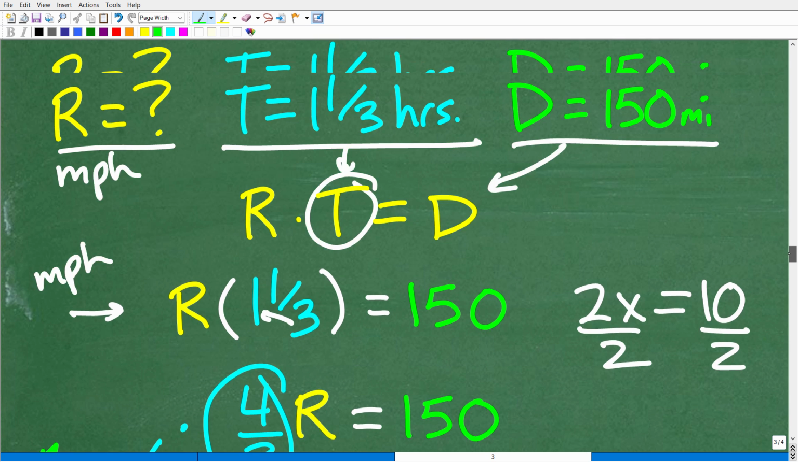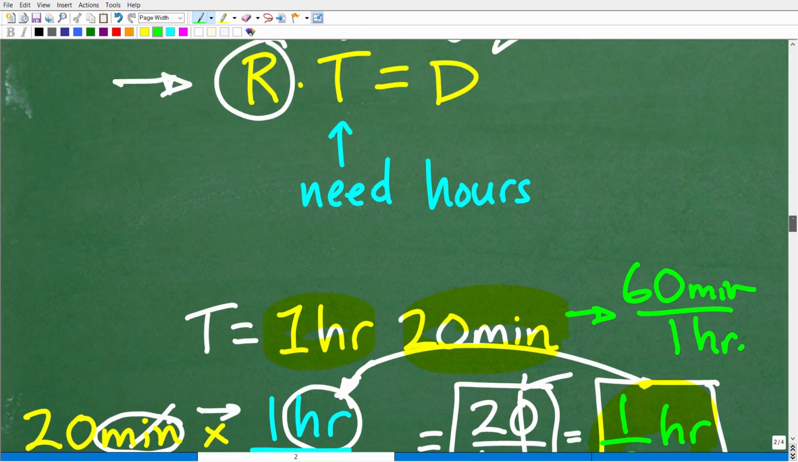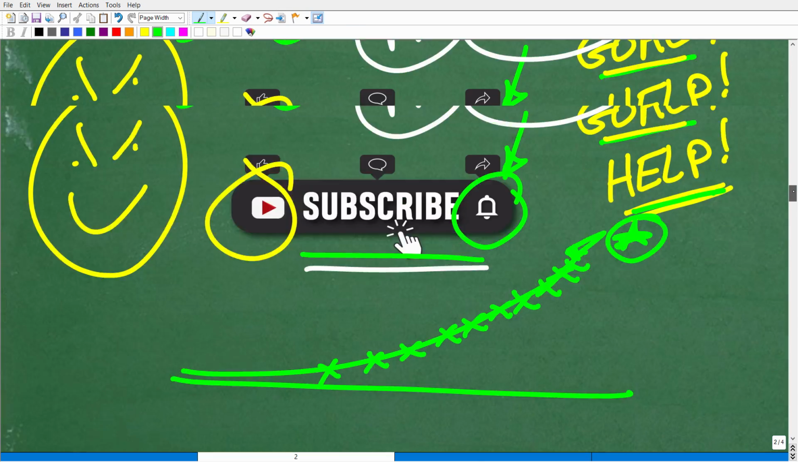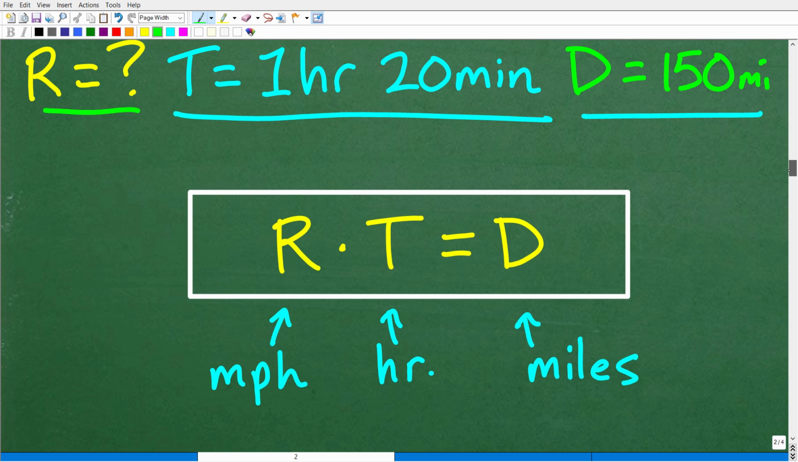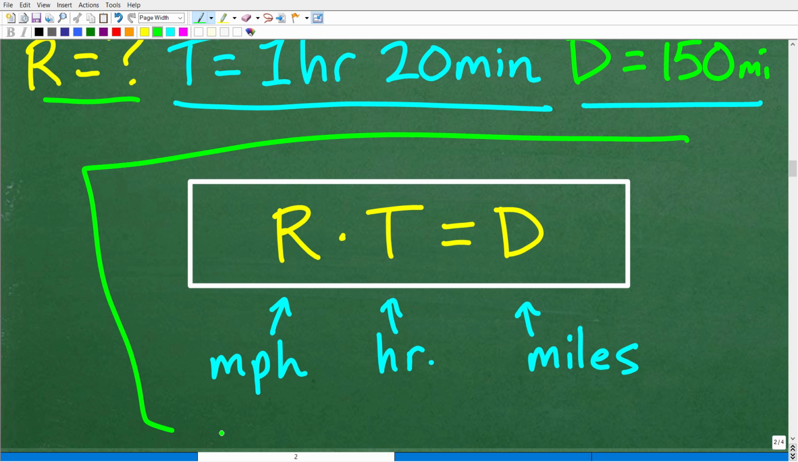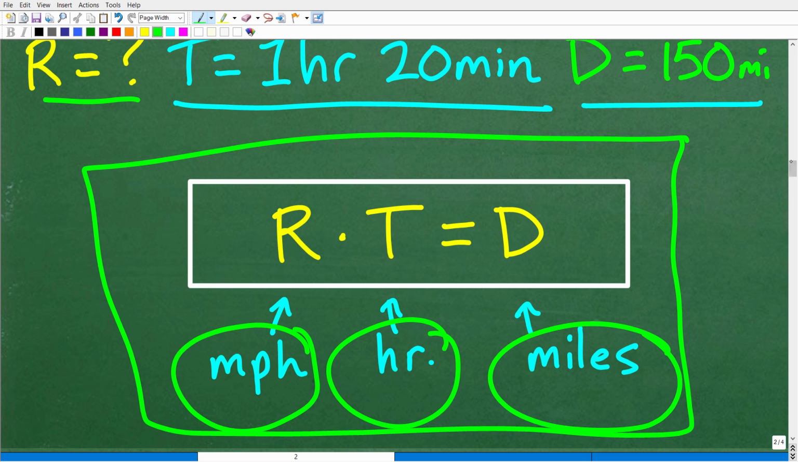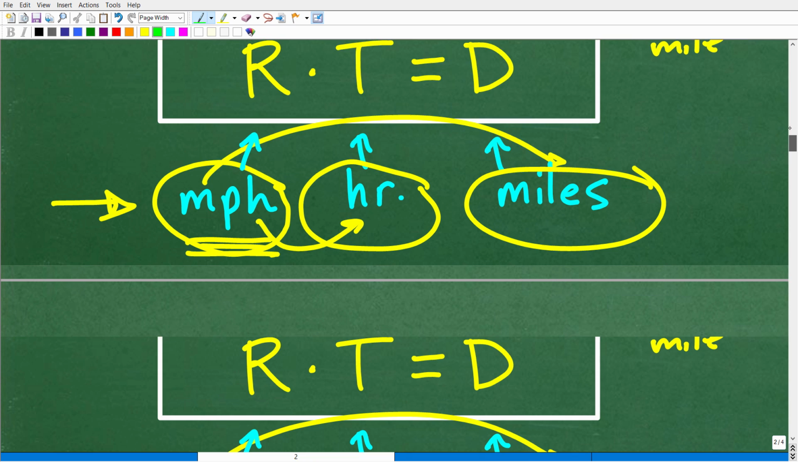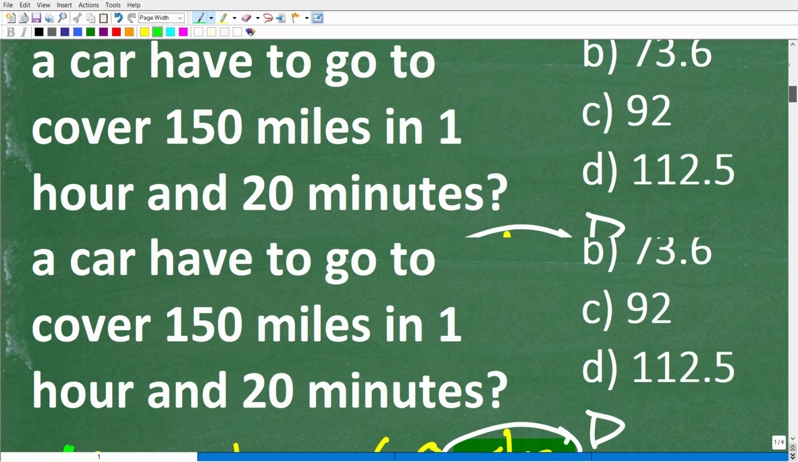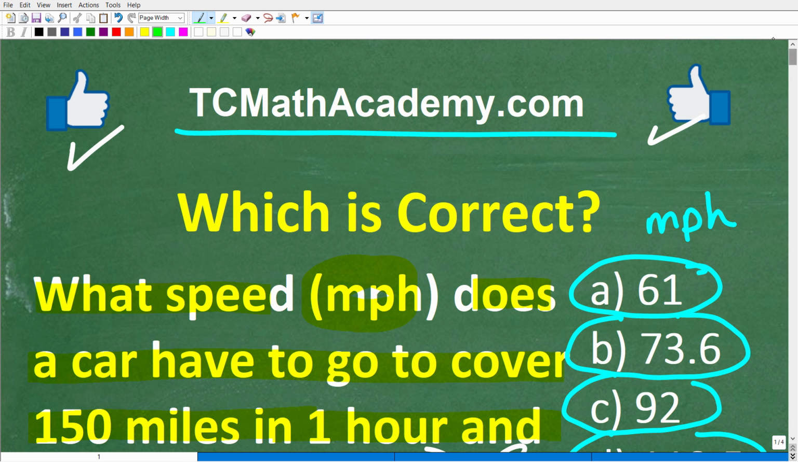Okay, so again, the main idea here is to not only understand formulas that you may need in mathematics, and this formula right here is an absolute must. If you're going to remember any formula, this has got to be on the top of your list. But it's not just remembering the formula, like rate times time is equal to distance. Most importantly is knowing how to work with units of measure. It really does you no good to know the formula if you don't know how to work with the units of measure.